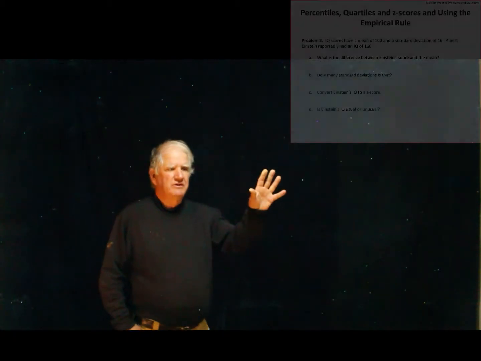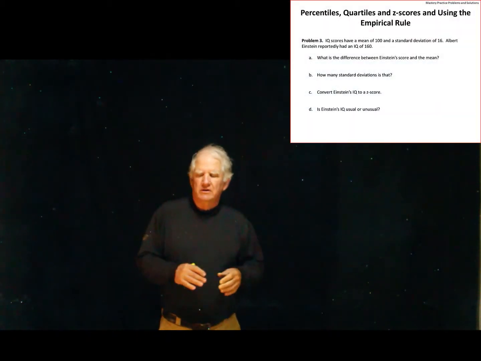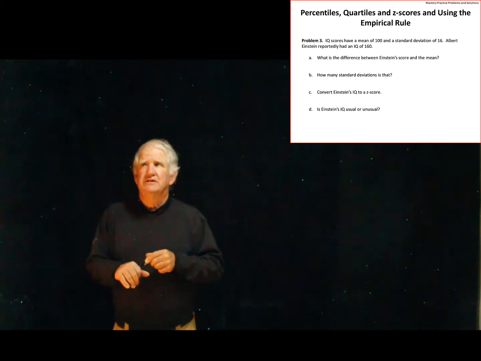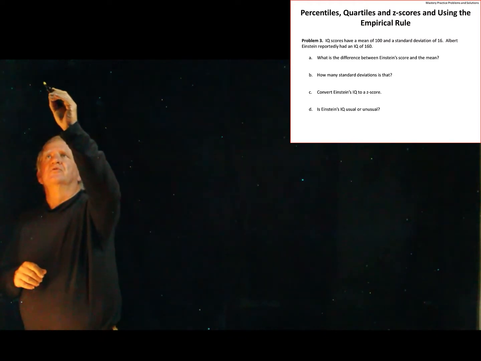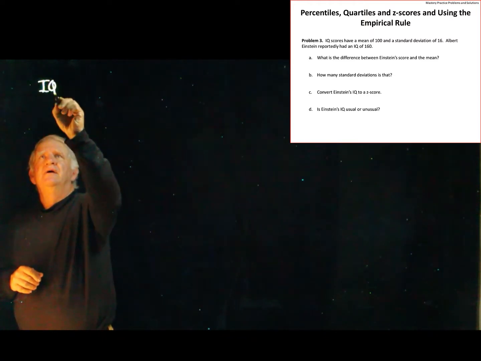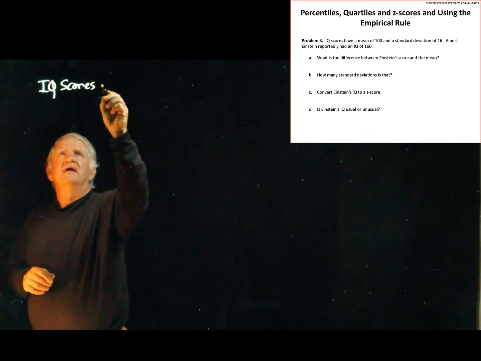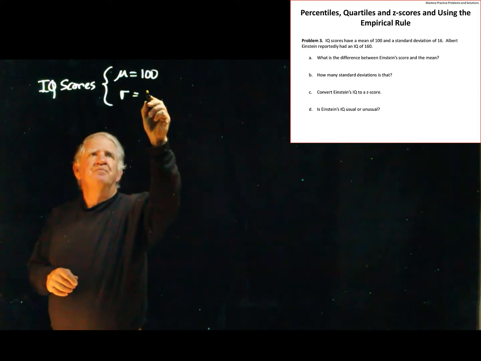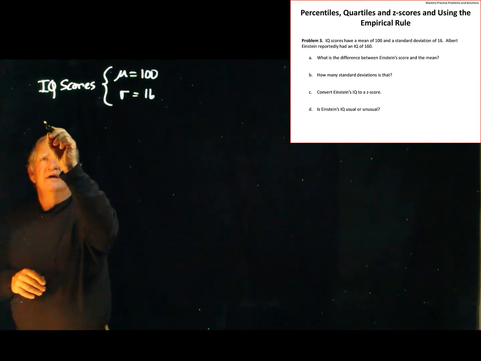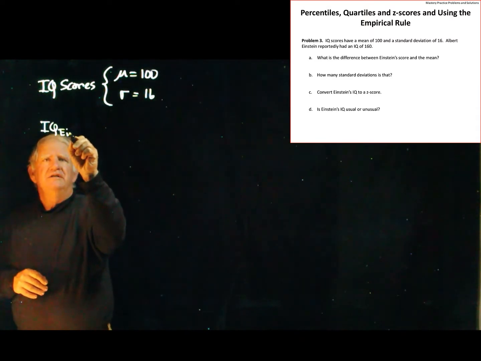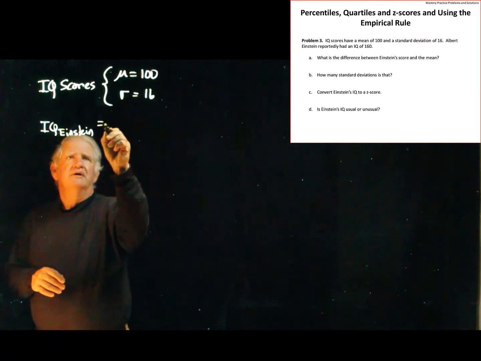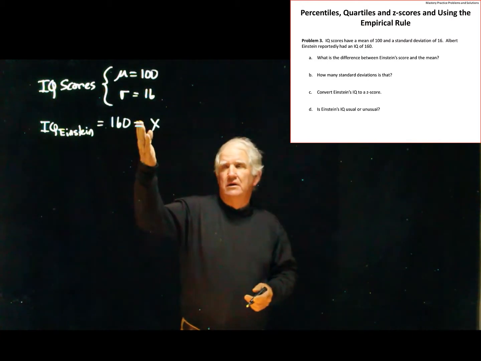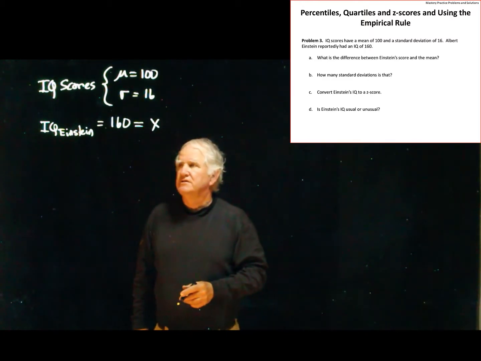All right, we can dispatch this problem fairly quickly. This is another problem on calculating z-scores and thinking a little bit about their meaning. It says that the population of all IQ scores is characterized by having a mean of 100 and a standard deviation of 16. And then it says further that the IQ score for Einstein was purported to be 160. Let's call that X, a data value within that population of all such data values.